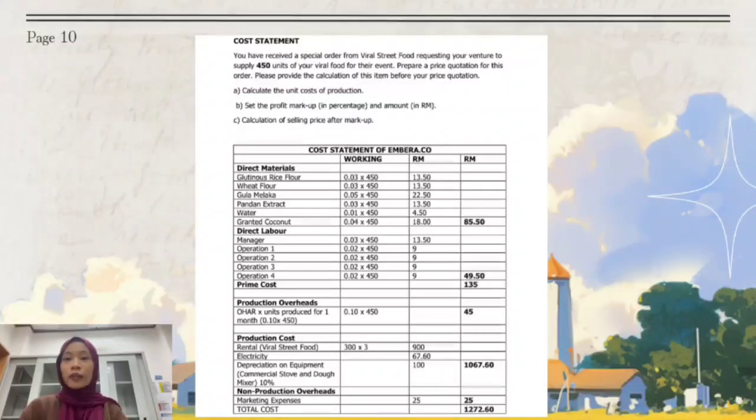After that, we calculate production overheads. The overhead rate is 0.10 ringgit multiplied by 450 units, resulting in 45 ringgit. We then include other production costs such as rental, electricity, and equipment depreciation. This brings the total production cost to 1,067 ringgit and 60 cents. Next, we add non-production overhead, which is the marketing expense of 25 ringgit. Finally, all costs are added together to obtain the total cost of 1,272 ringgit and 67 for producing 450 units.